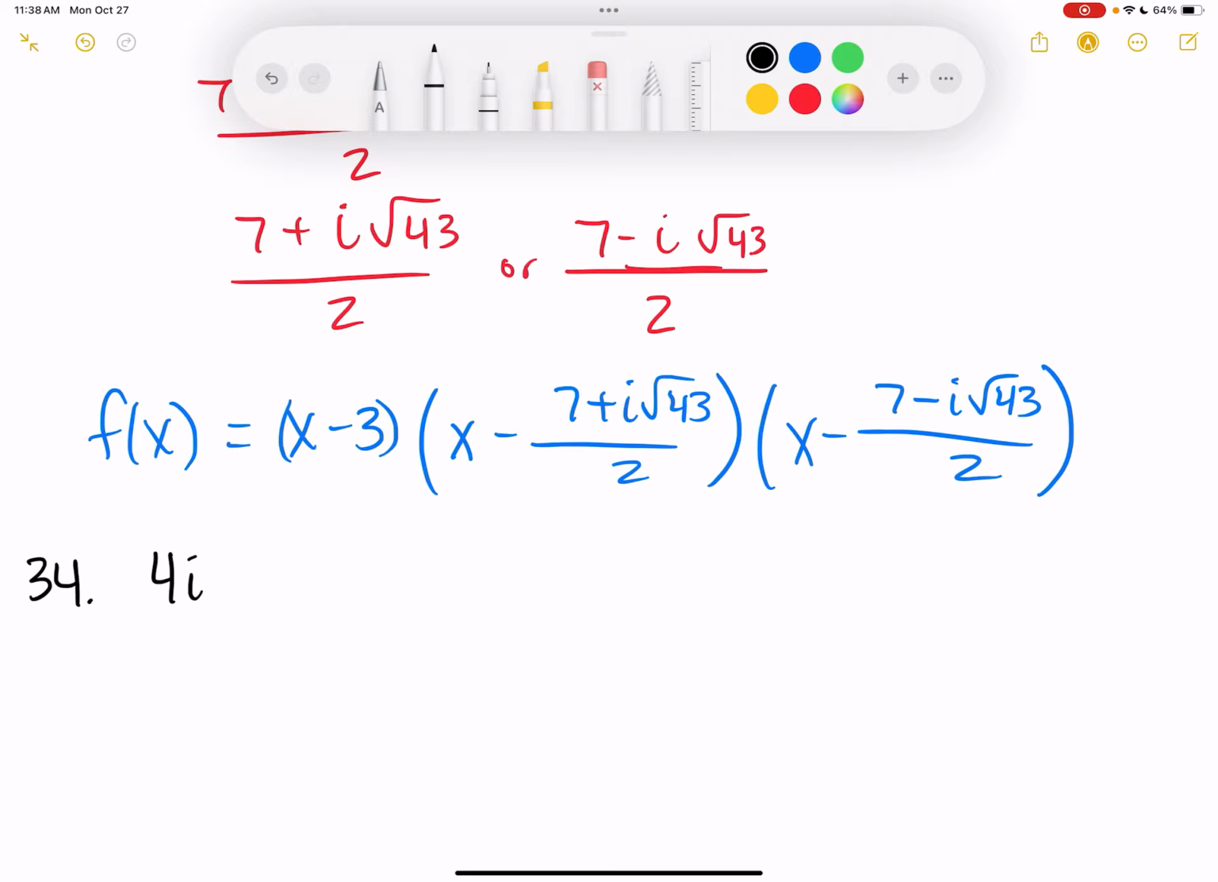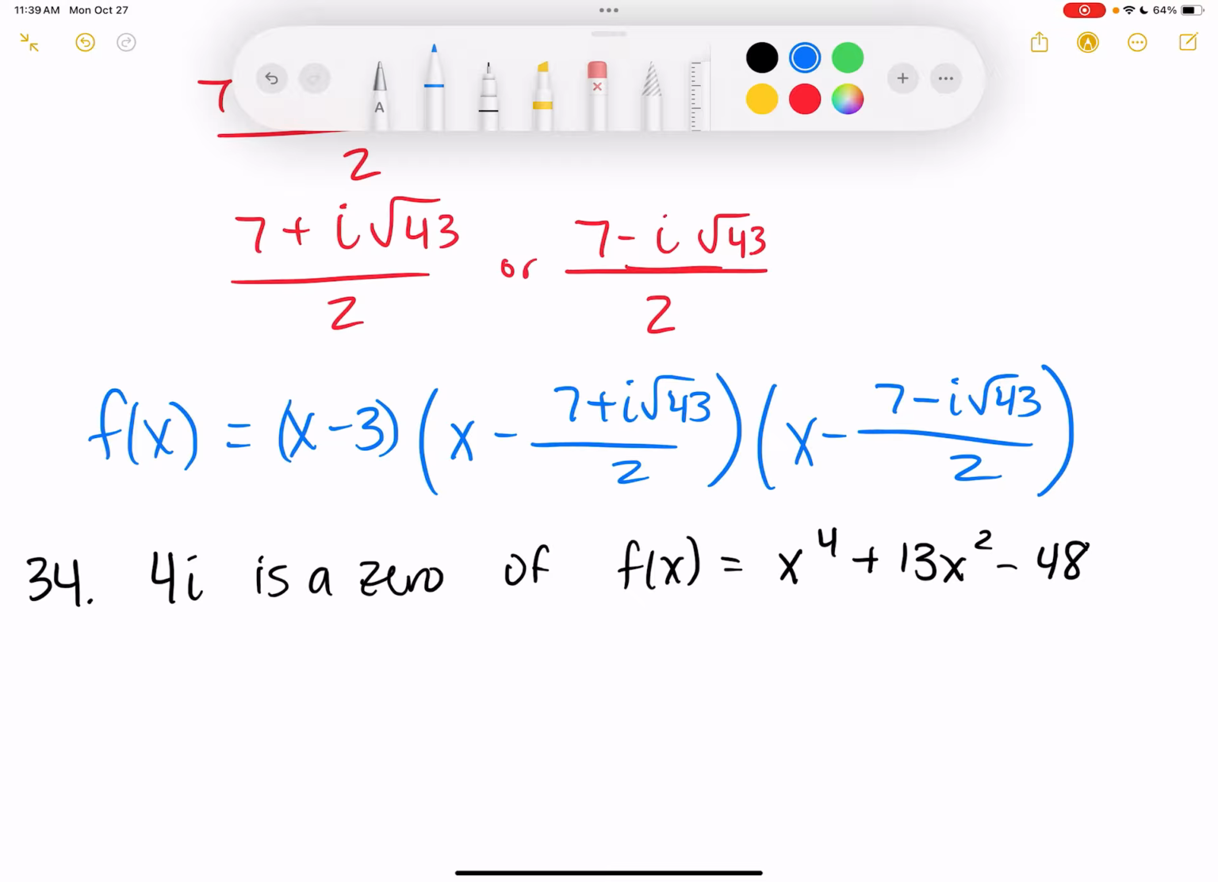4i is a 0 of f of x equals x to the 4th plus 13x squared minus 48. And they want us to find all the zeros and write the linear factorization that we would get after that. So, if 4i is a 0, what also must be true?